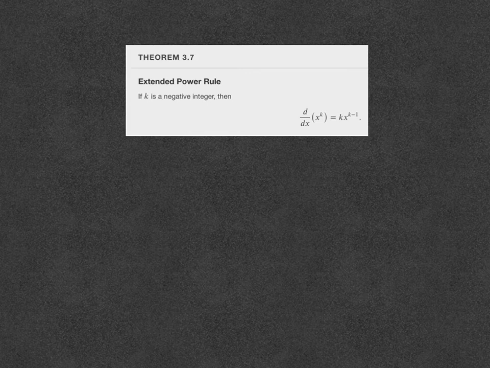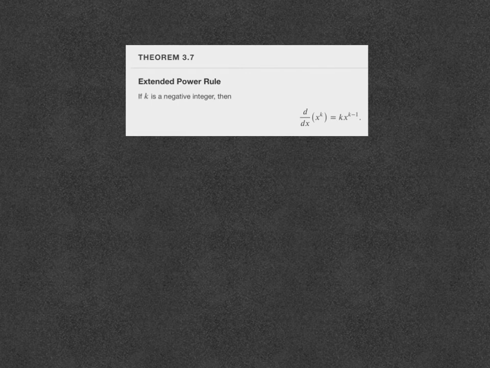And then later in this chapter, we'll say, oh no, this is true for fractions and stuff too. We'll get to that, so hang tight there. But what I want to do is show you if I have a negative exponent, if k is a negative integer, I can use the quotient rule.